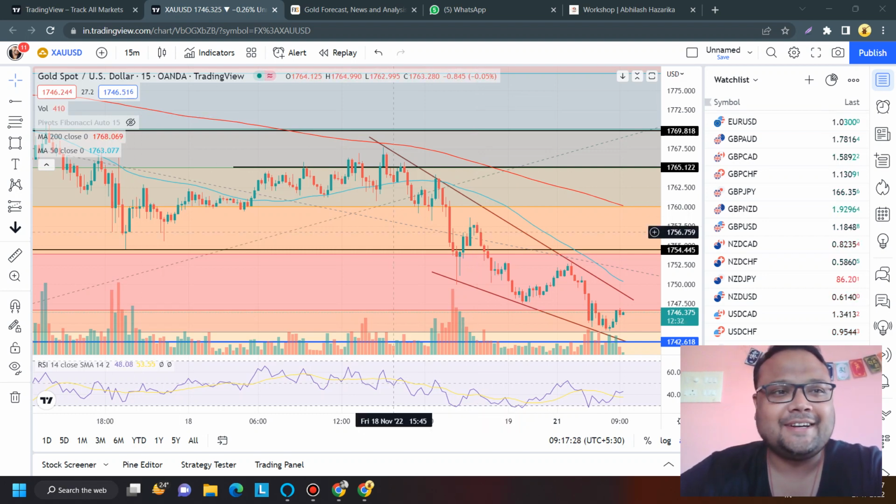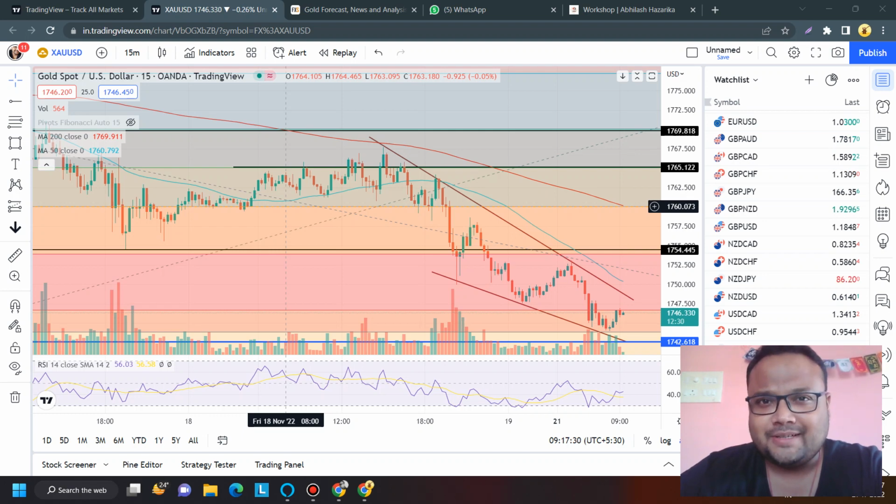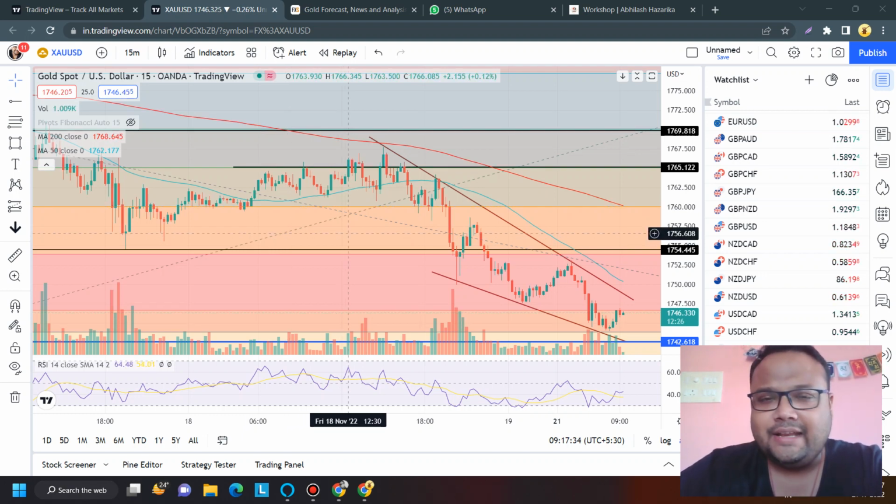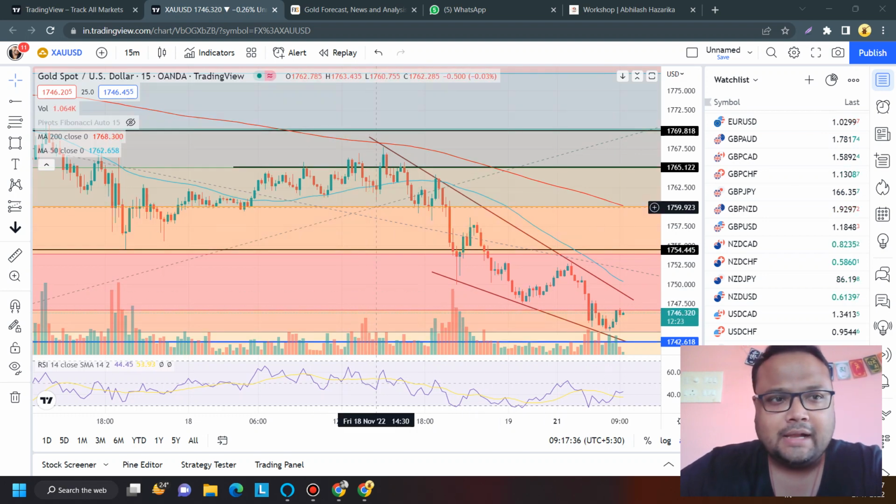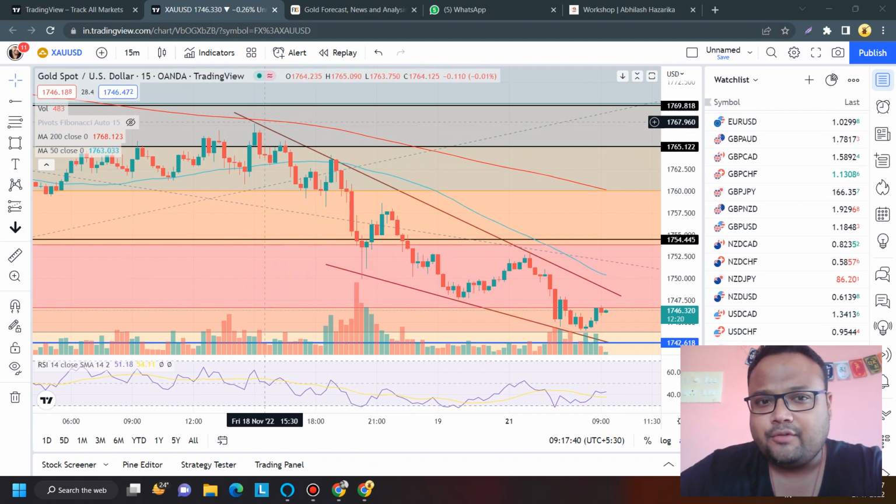So let's get started. The market is open, and right now we can see that gold is trading at 1746. I'm on a 15 minute time frame, and as you can see, I have drawn a wedge pattern here.